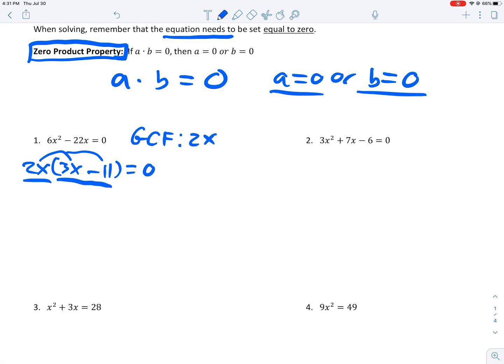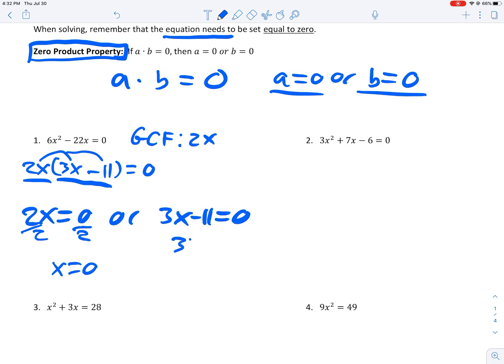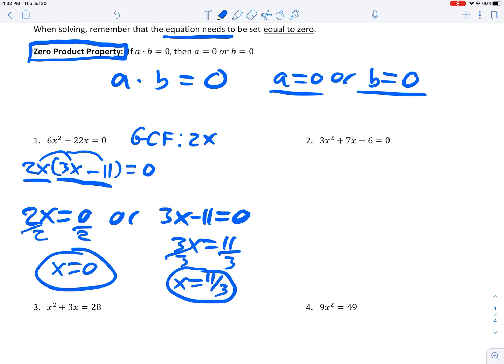So I'm good. The only way for this to be multiplied by that and equal 0 is either 2x equals 0 or 3x minus 11 equals 0. It's the only way for that to happen. If you divide by 2, x equals 0. Add 11, divide by 3, x equals 11/3. Those would be your two solutions. And again, when you're solving quadratics, quite often you will get two solutions.